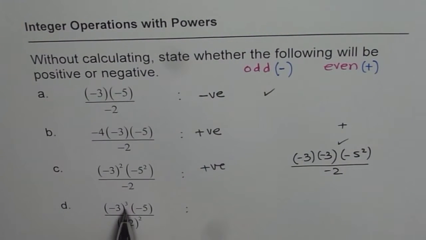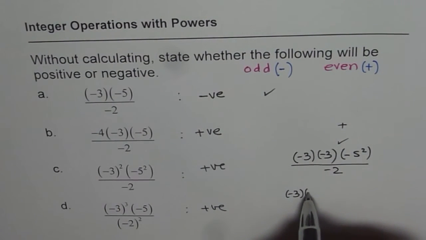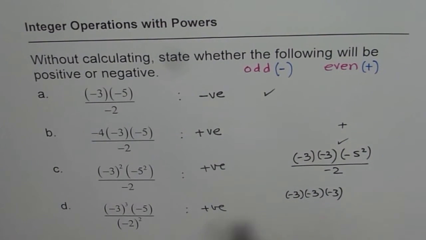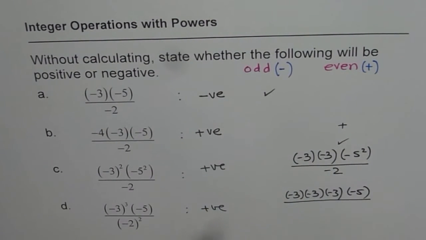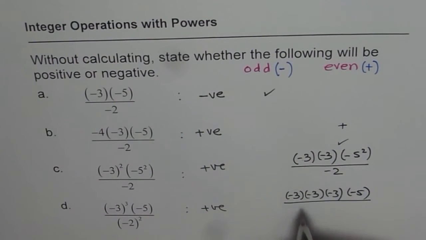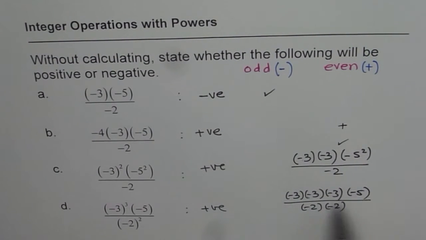Correct? Now you understand. Cube means we should count this as 3, right? So 3, 4, 5, 6. This is 2, 6. So we get a positive answer. Right? Let me rewrite. Minus 3 cube means minus 3 times minus 3 times minus 3. That is minus 3 cube times minus 5 divided by minus 2 square. So that means minus 2 times minus 2. 1, 2, 3, 4, 5, 6, which is an even number. So we get a positive answer, right?